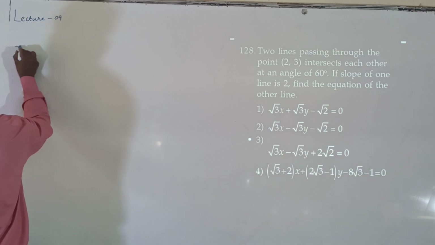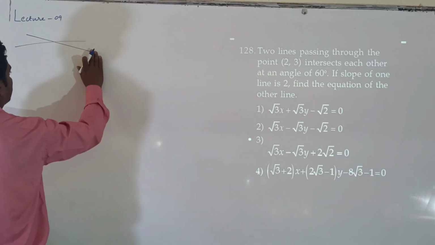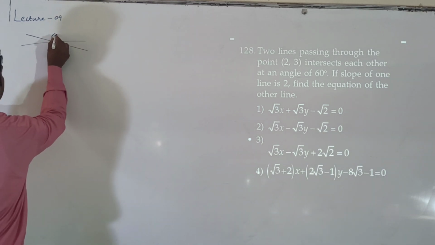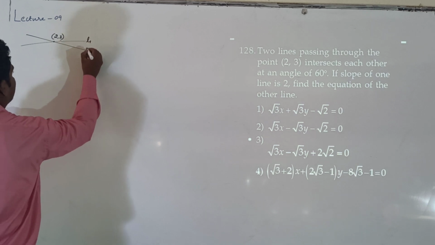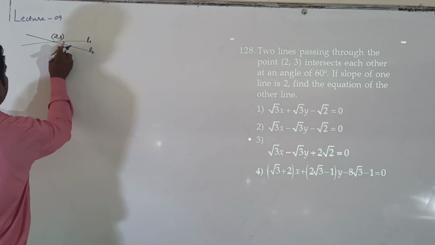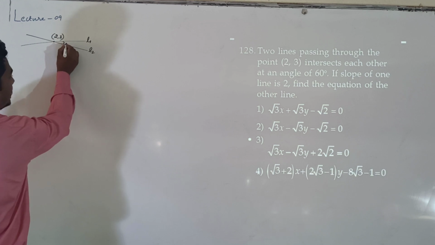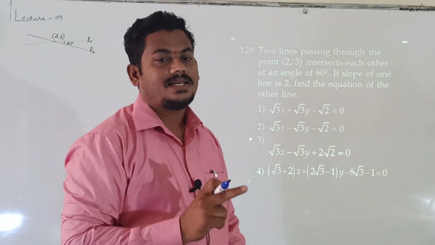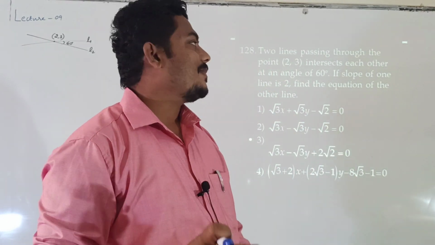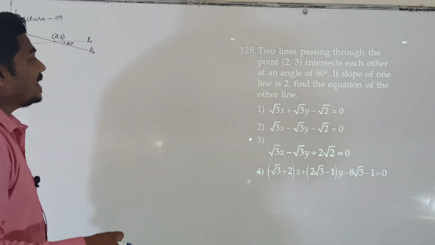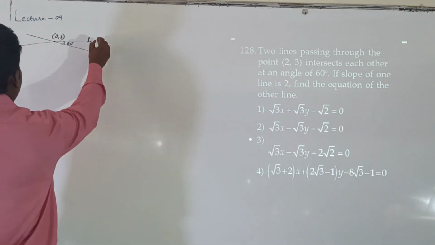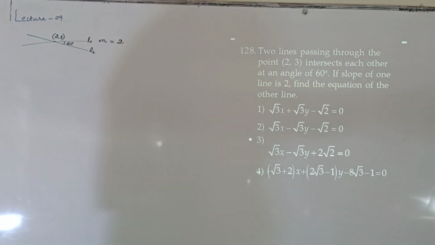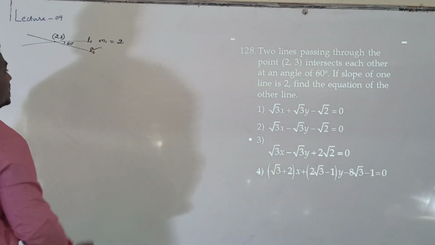Just figure out the situation. Clearly these two lines meet at this point 2, 3. Suppose this is line 1 and this is line 2, and they intersect at an angle 60 degree. The angle between the two lines is 60 degree and both lines pass through the point 2, 3. Then find the slope. The slope of line 1, m1, they have given 2. Then we need to find the equation of the other line, L2.